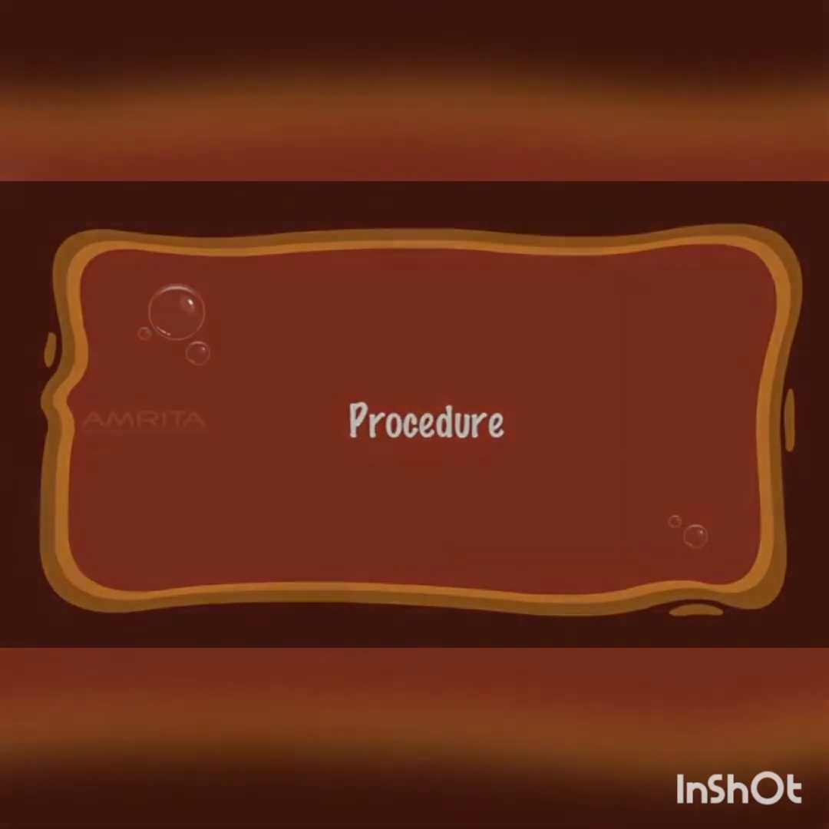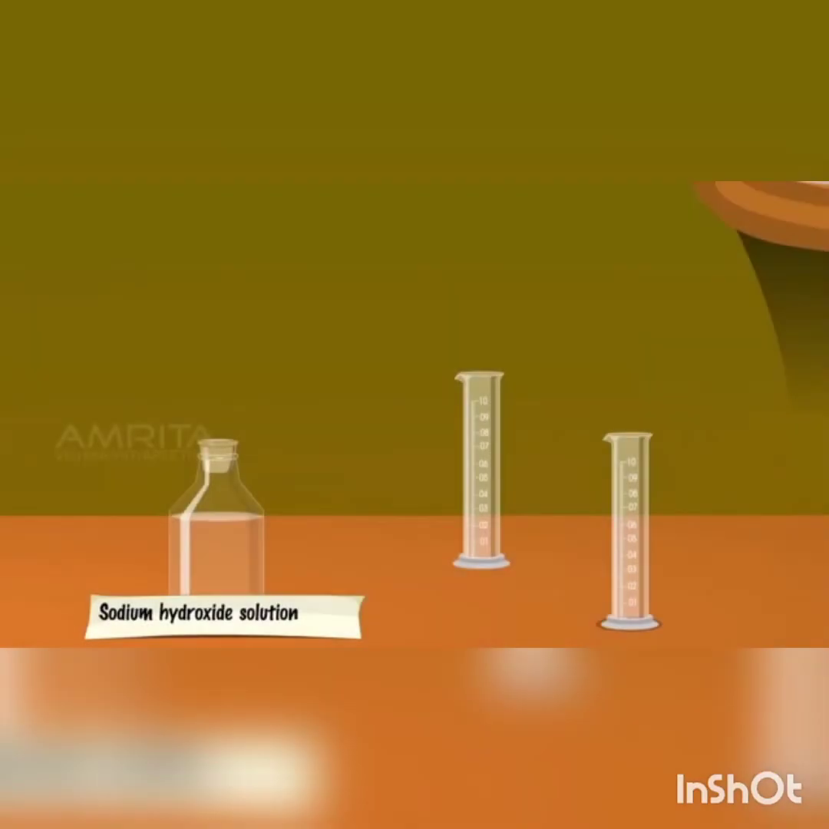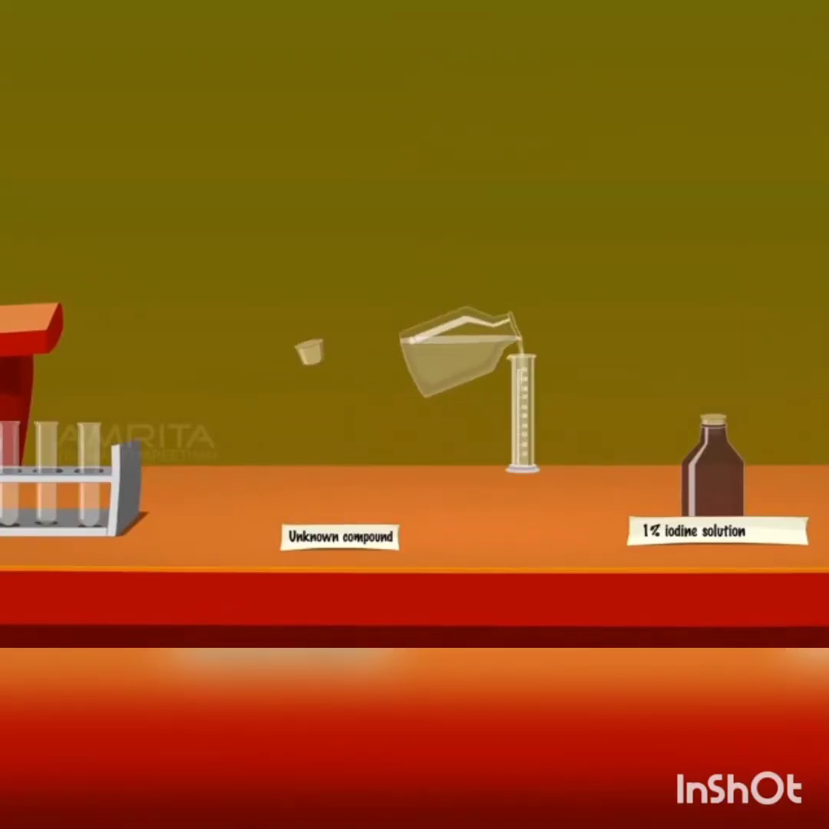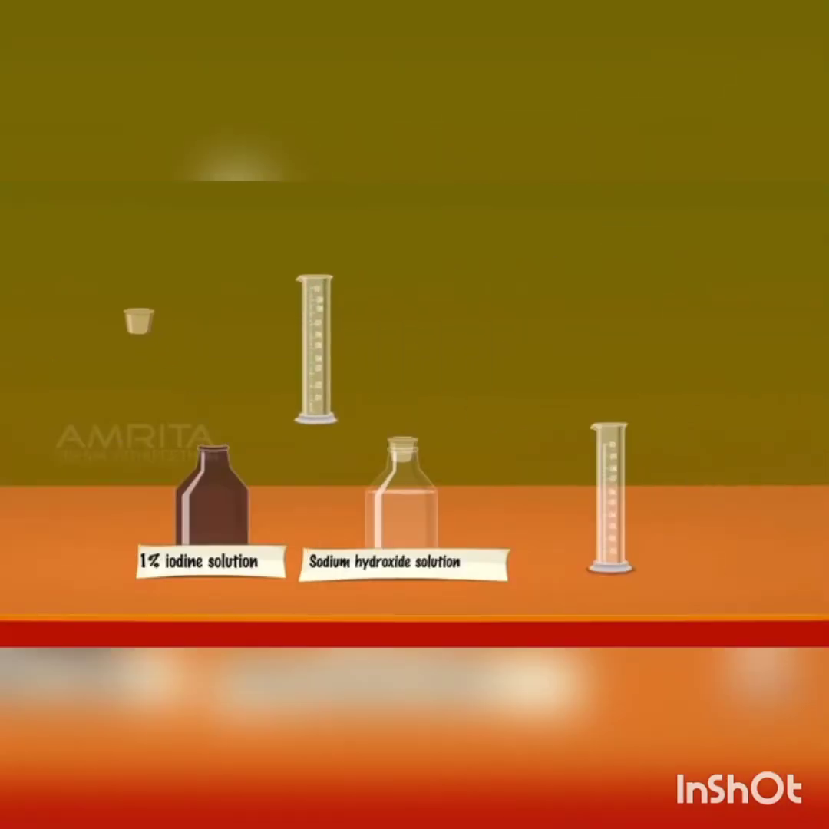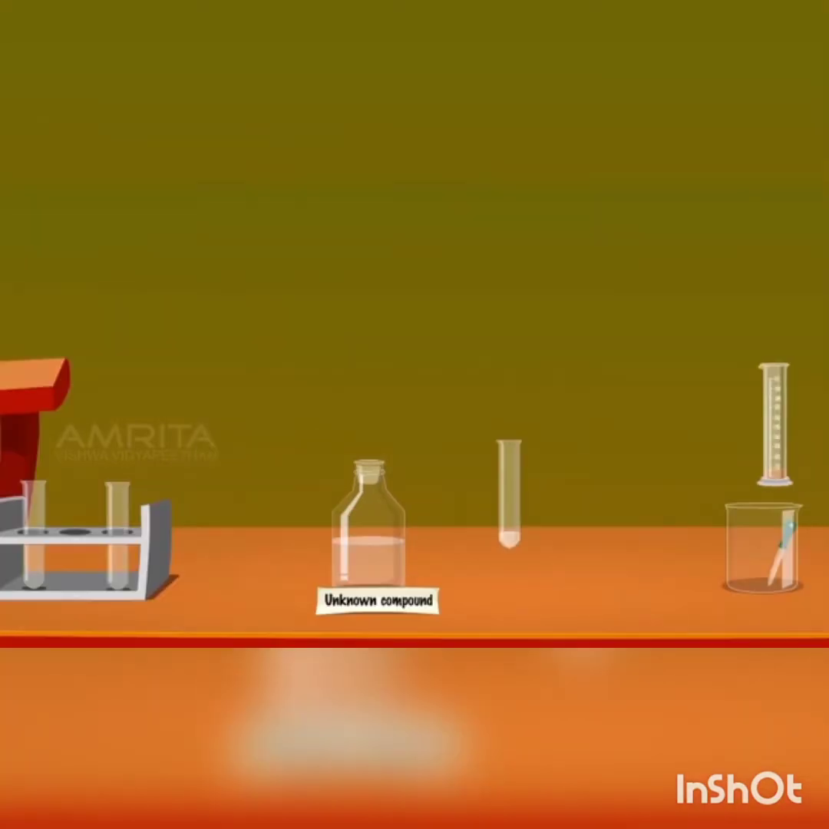Iodoform test. Procedure. Take a measuring jar. Pour 1 ml of the given unknown liquid into it. Pour it into a dry test tube. Take 1 ml of 1% iodine solution in a measuring jar. Add it to the test tube.